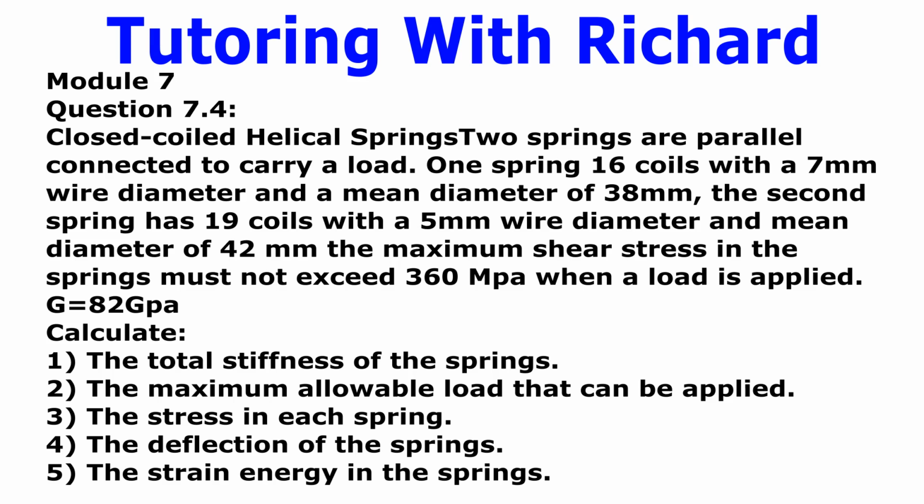Our question goes: 2 springs are parallel connected to carry a load. One spring has 16 coils with a 7mm wire diameter and a mean diameter of 38mm. The second spring has 19 coils and a 5mm wire diameter and a mean diameter of 42mm. The maximum shear stress in the spring must not exceed 360 megapascals, and G is equal to 82 gigapascals.